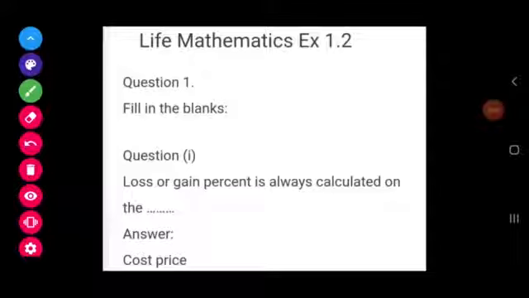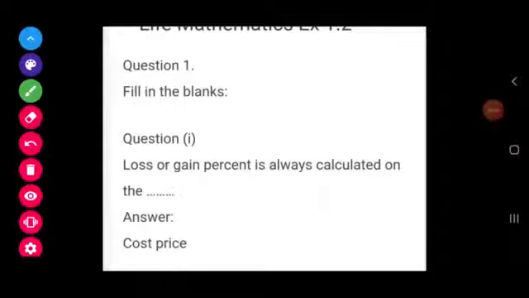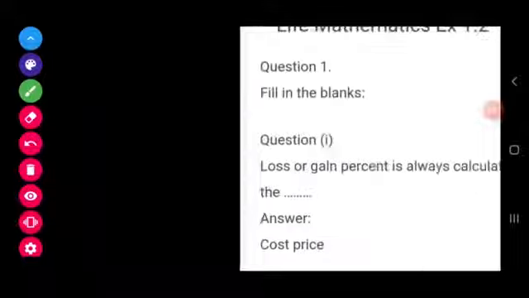Students, now we are going to revise exercise 1.1 words. First, filling the blanks. First question, loss or gain percent is always calculated on the dash. The answer is cost price.